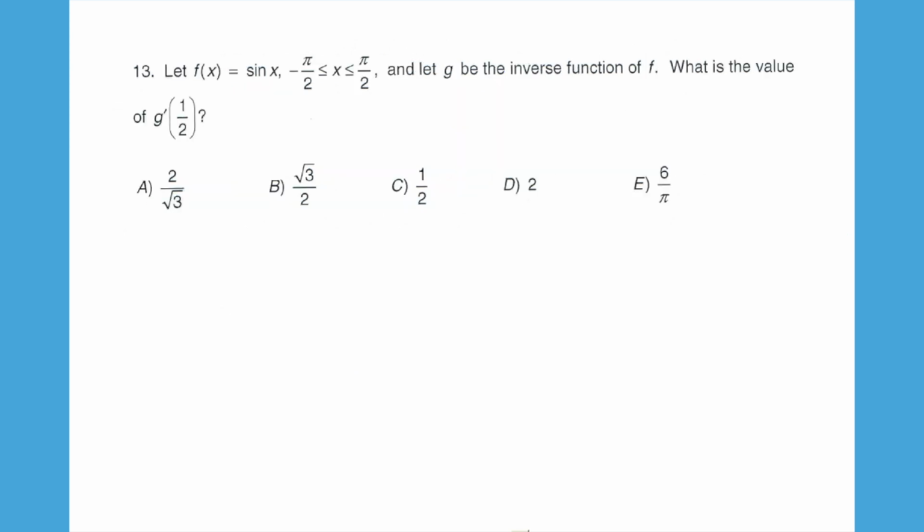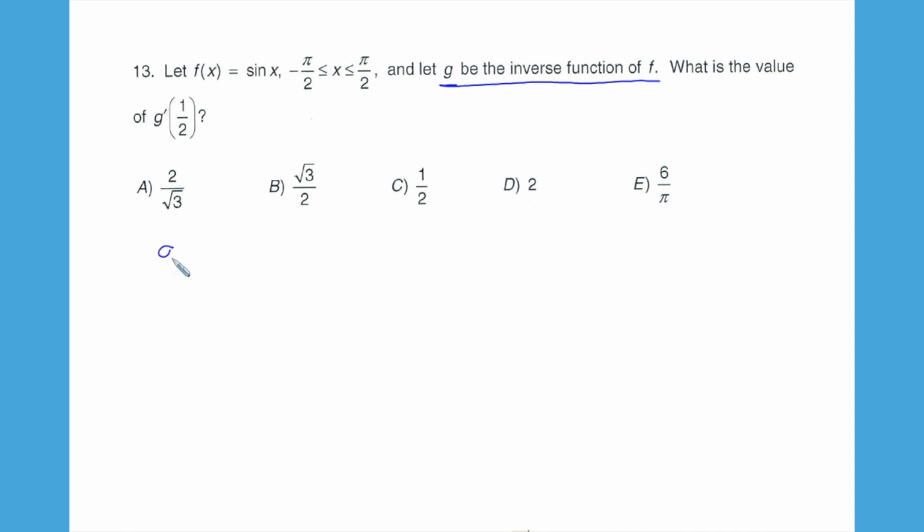The next one I want to look at is number 13, and that's because it's a trig function. I love trig functions. I love the unit circle. Isn't it great? So here we are again. Let's read this. Let the function be sine, and of course they had to put you on the restricted domain because we're going to talk about the inverse, and this is the restricted domain for the inverse function. And so it asks you for the value. G is the inverse.